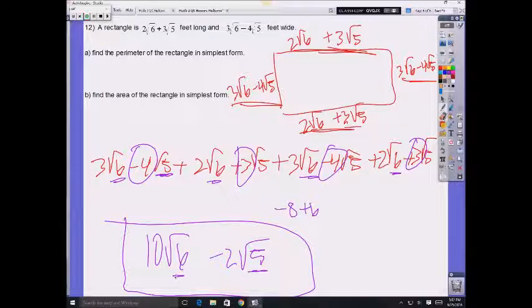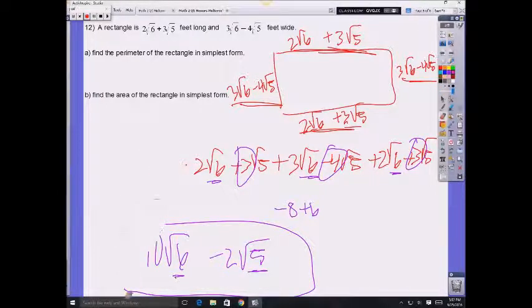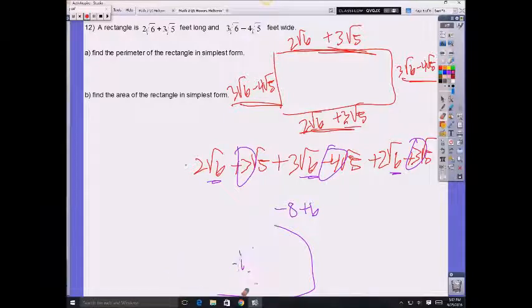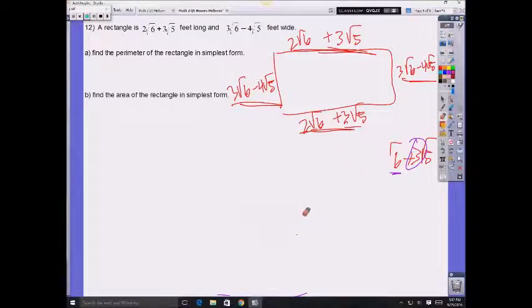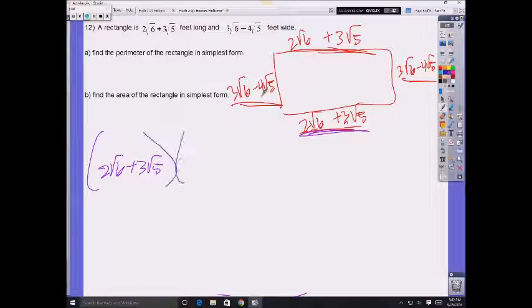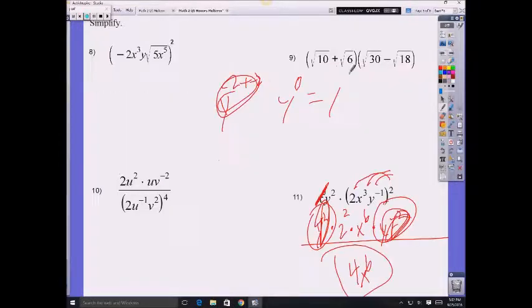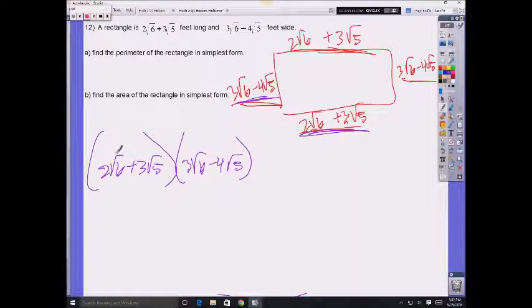Okay, the area. The area is length times width. So your area, take this guy, 2 square roots of 6 plus 3 square roots of 5, and you're going to times it to this guy, 3 square roots of 6 minus 4 square roots of 5. We just did one of these, so I'm not going to work this one out because we just did it right here. So it's just a lot of distributive: times this to this, times this to this, then times this to this, and this to this.